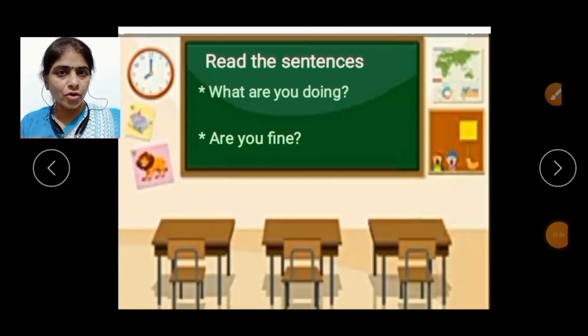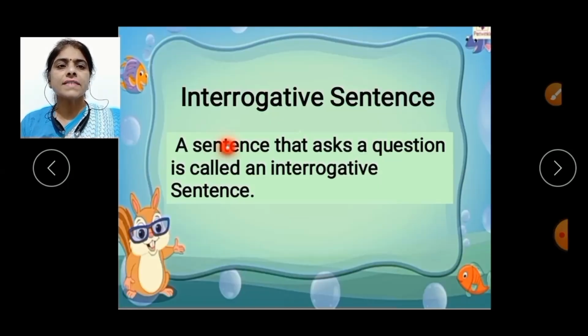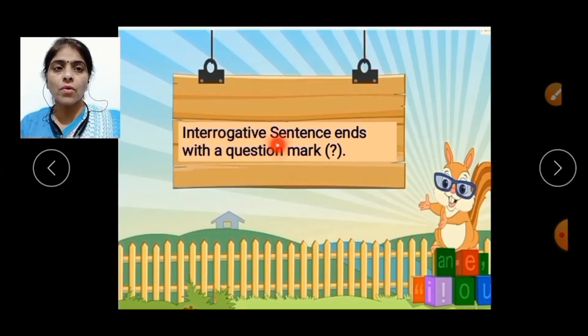So what is an interrogative sentence? Let's see on the next slide. A sentence that asks a question is called an interrogative sentence. Always remember that an interrogative sentence ends with a question mark. It begins with a capital letter and ends with a question mark. Now let's have some more examples of interrogative sentences.